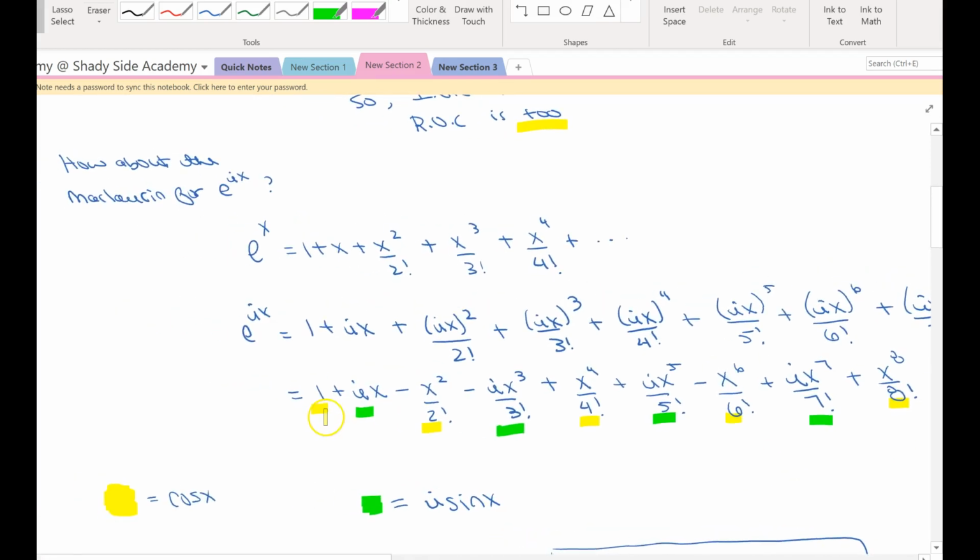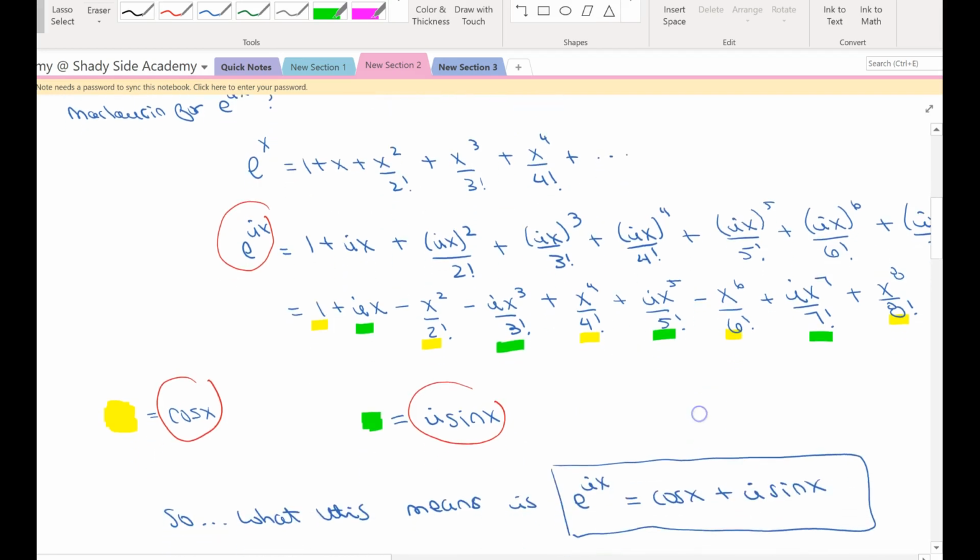The yellow terms, if I just collect the yellow terms together, the yellow terms are the Maclaurin series for cos x. The green terms, if I factor an i out of each of the green terms, the green terms give me i sine x. So what that then tells you, and I really hope there is some joy that you feel here, is that e to the ix actually equals cos x plus i sine x.